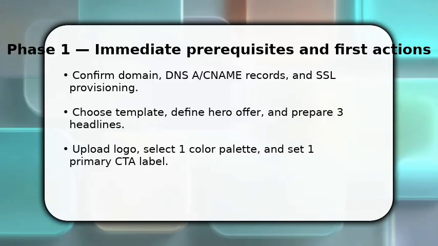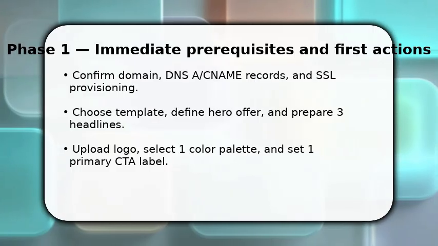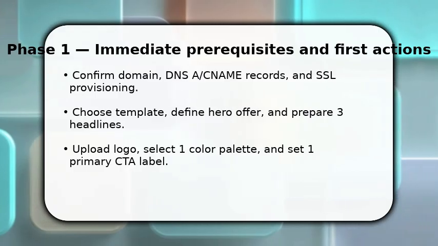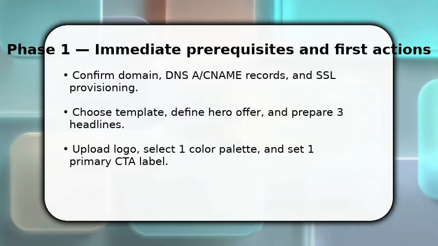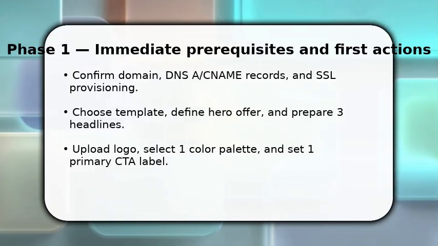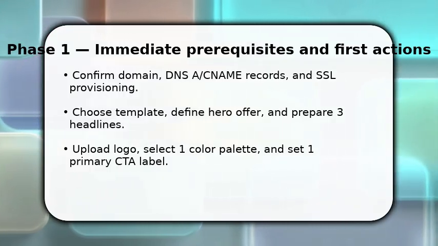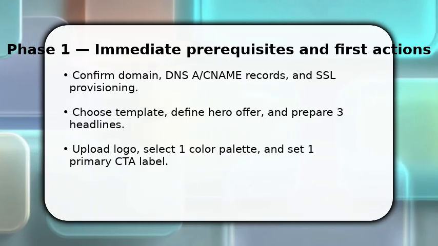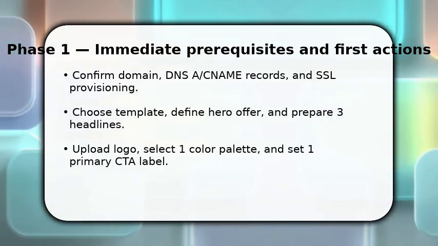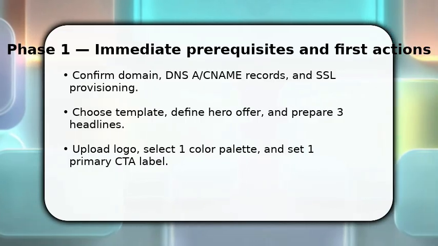You start by locking the essentials so the build moves fast. Connect your domain and verify DNS propagation. This makes SSL issue-free later. Once done, pick a high-converting template and replace the dummy hero with your real offer, short headline, subhead, and one clear CTA. Make sure your logo and color palette are uploaded now so components inherit styles. You'll save time and avoid visual rework.